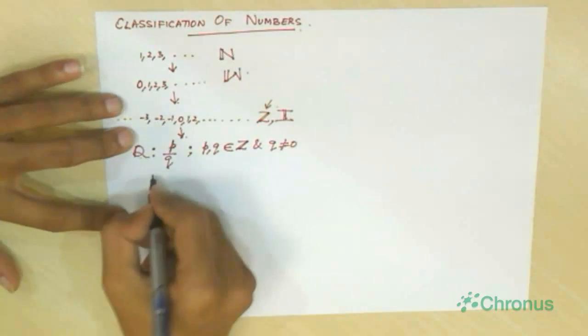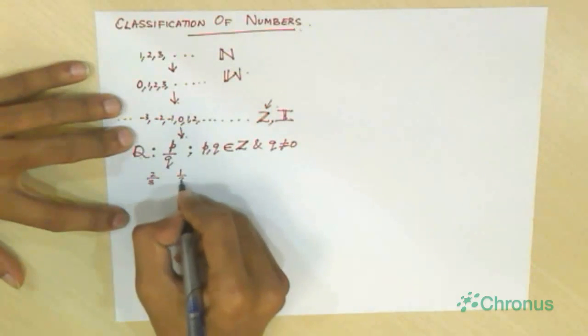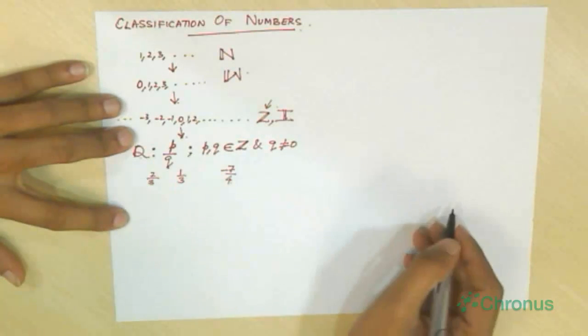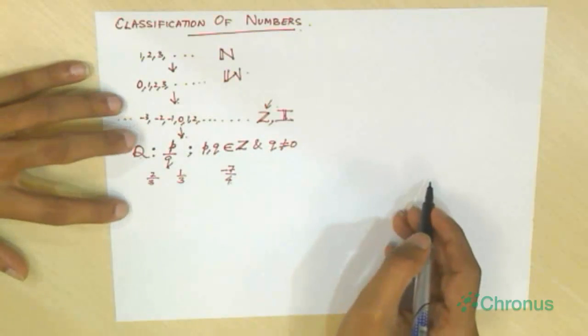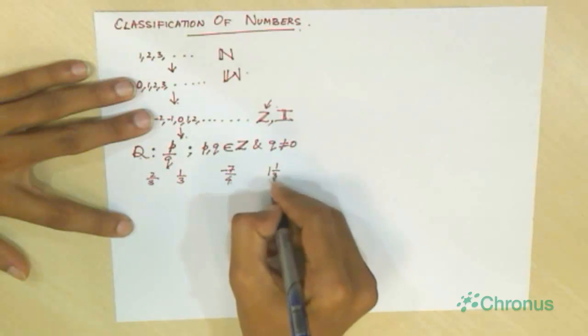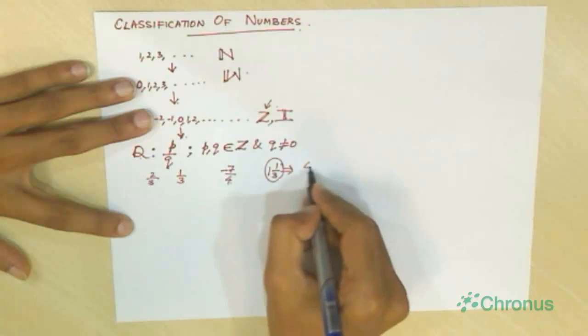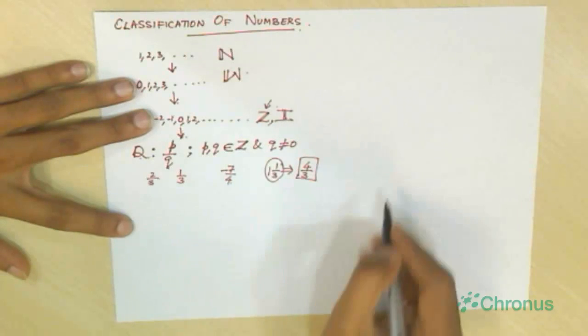So 2 by 3 is a rational number, 1 by 3 is a rational number, minus 7 by 4 is a rational number, because all of these can be expressed in the form p by q. And say 1 1/3 is also a rational number, because this can be rewritten as 4 by 3, which is in the form p by q. So this is also a rational number.